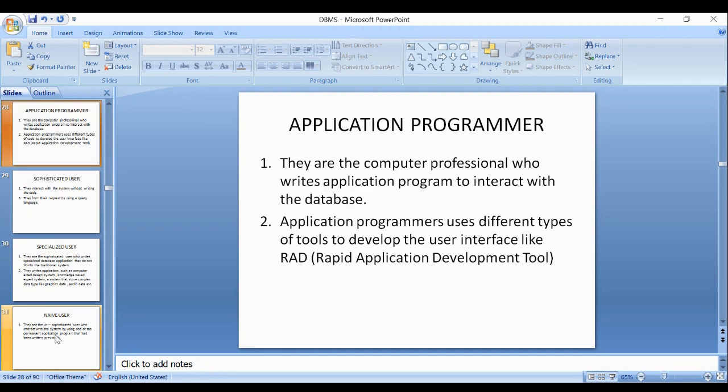Now coming to the first, application programmer. They are the computer professionals who write application programs to interact with the database. Application programmers use different types of tools to develop the user interface, like RAD, Rapid Application Development tool.